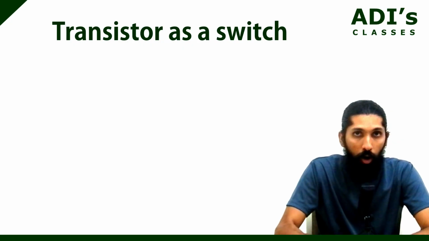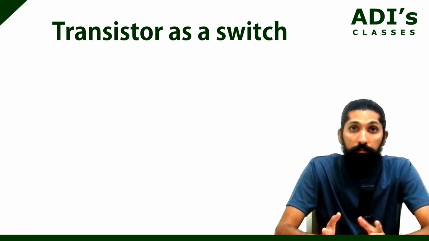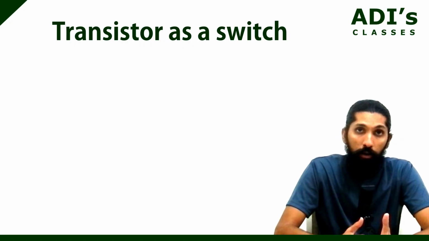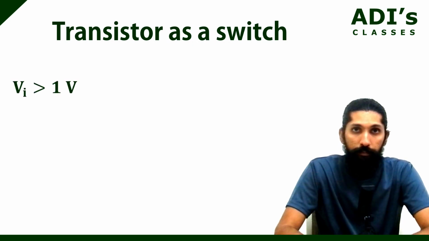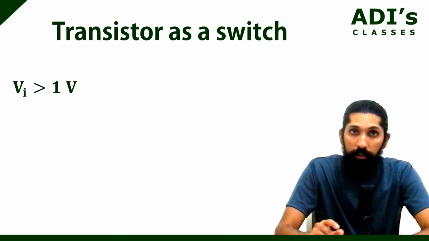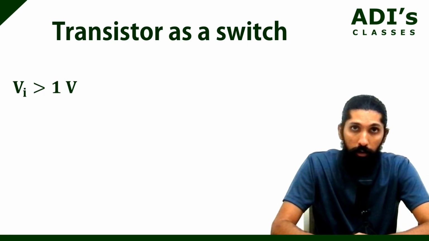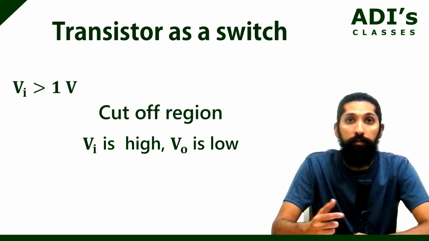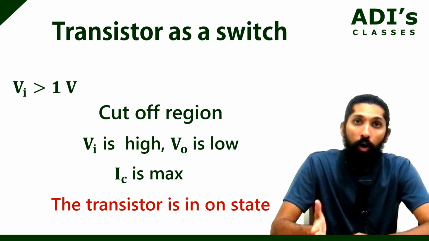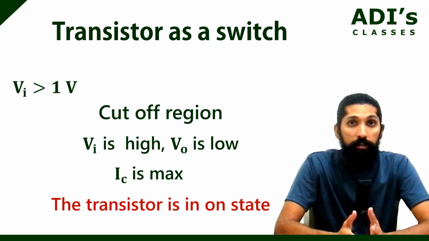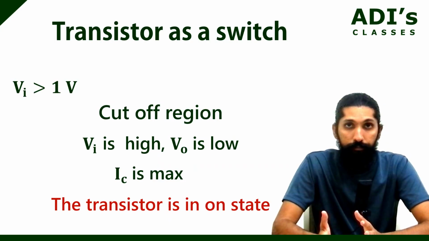If the circuit is in off condition, the transistor is acting like an off switch. Suppose Vi is greater than 1 volt, then the output is low. If the output is low, then IC becomes maximum. The transistor is in on state. Since the transistor is on, the switch is on.